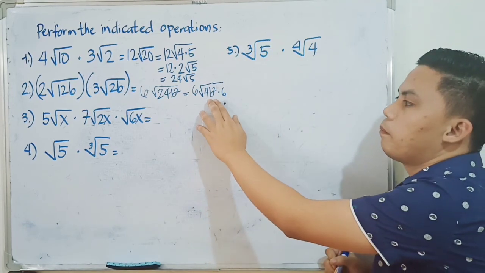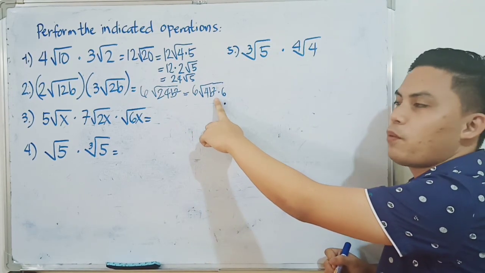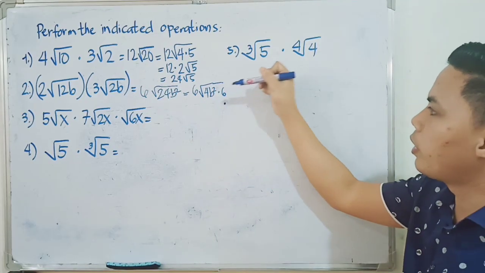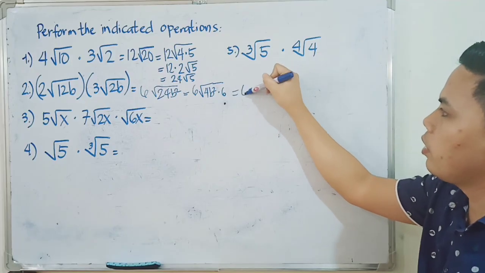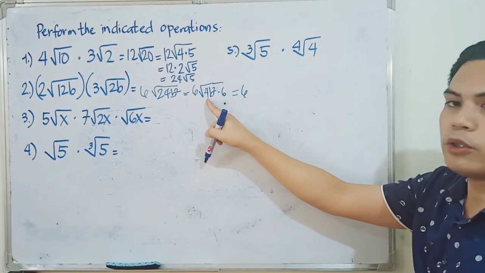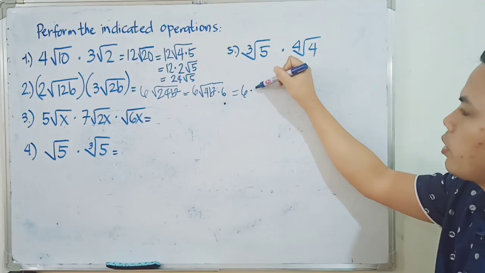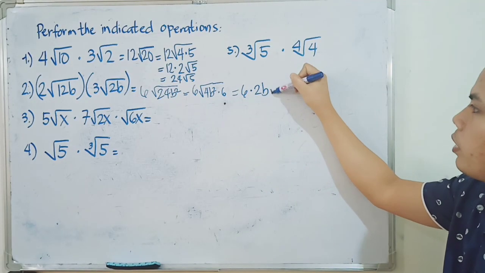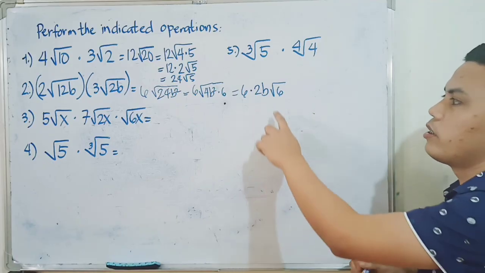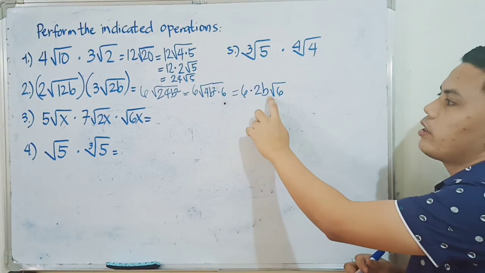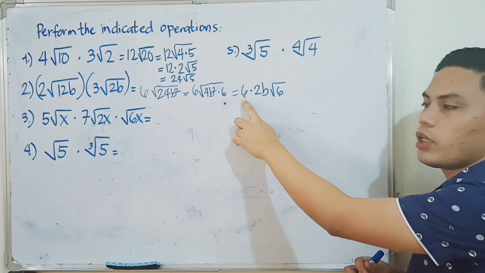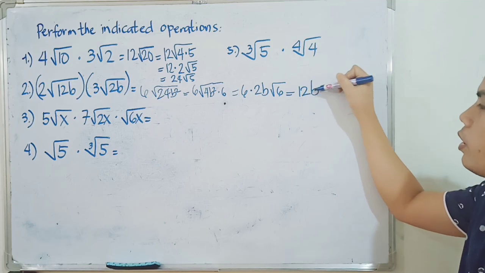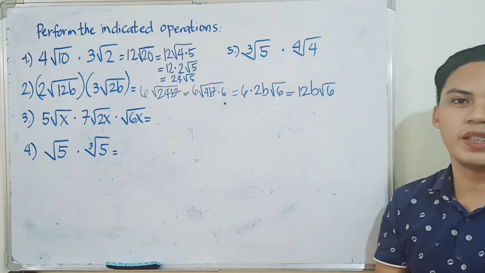Nilapit ko si b squared kay 4 kasi nga pareha silang perfect square. Then, solve natin, we have 6 square root of 4 is 2. So, that would be 6 times 2, then square root of b squared is b. So, matitira na lang sa loob ng radical sign is si 6. Then, simplify natin itong numerical coefficient sa labas. So, we have the final answer which is 12b square root of 6.